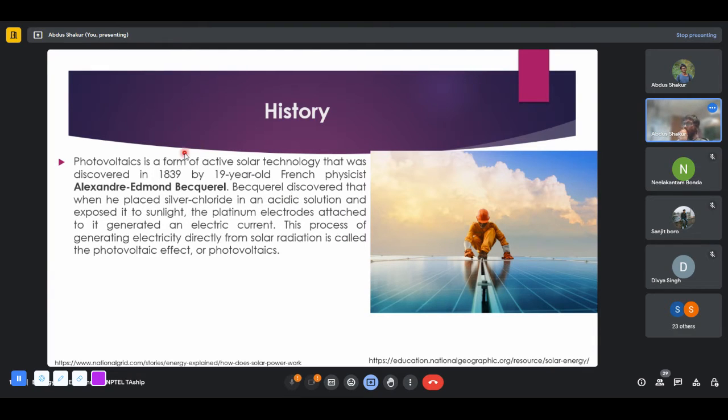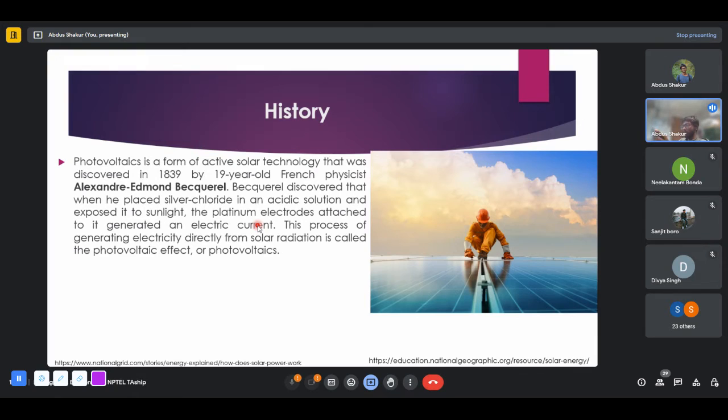Photovoltaics is a form of active solar technology that we generally use. Its short form is PV. It was discovered by a French physicist. What the physicist did was place silver chloride in an acidic solution and expose it to sunlight. When this silver chloride, this metal, was kept under direct sunlight, the platinum electrodes that were also attached to it generated an electric current.